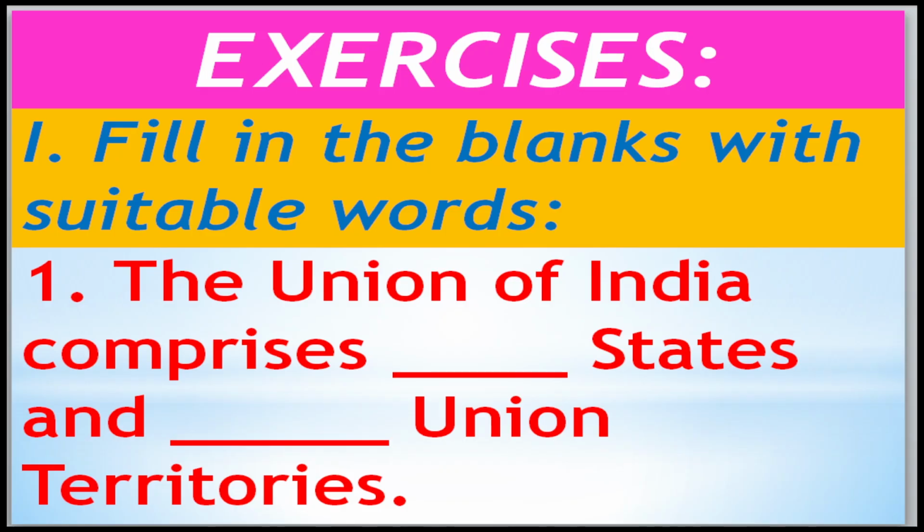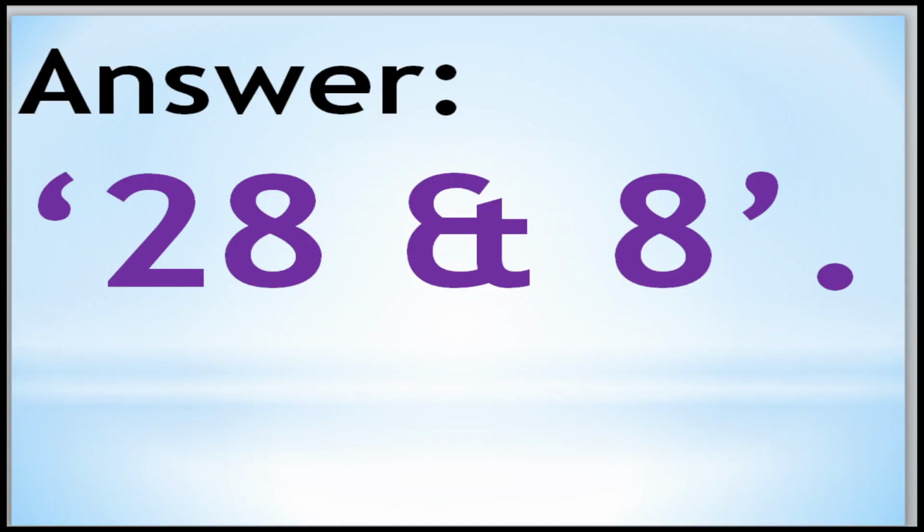So in the exercises, first, fill in the blanks with suitable words. The first question: the Union of India comprises dash states and dash union territories. Before that, if you know the answer, please comment the right answers, especially for fill in the blanks. Okay, so first we will move to the answer. 28 states and 8 union territories are there in India right now.